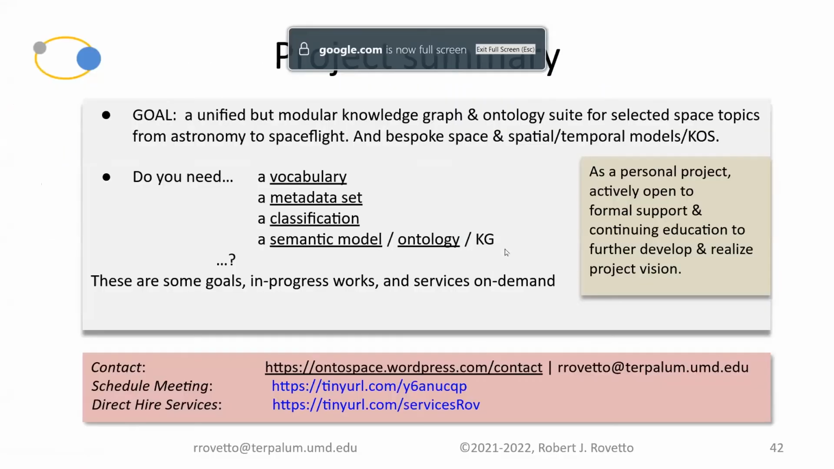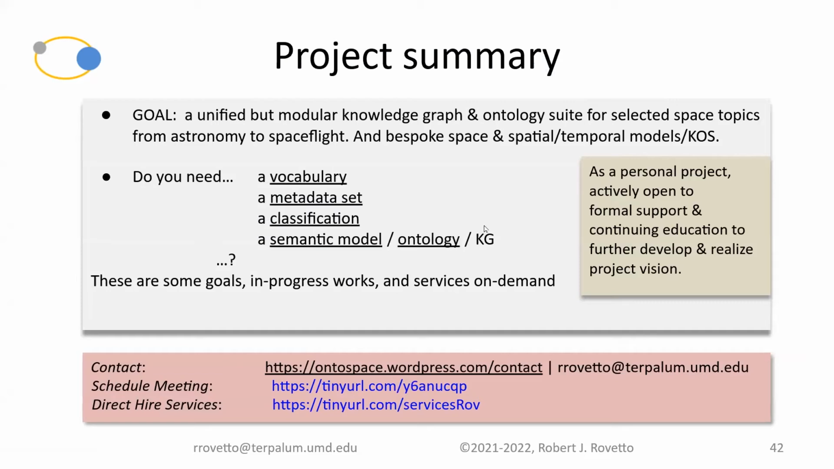All right. So in summary, a goal for the project is a unified but modular knowledge graph and ontology suite for the selected topics from astronomy to spaceflight, as well as being open to bespoke space and spatiotemporal models, knowledge organization systems. So the idea is if one needs a vocabulary or a metadata set or an ontology for those topics, that's the interest. So these are some goals, and you can contact me once again at these links.